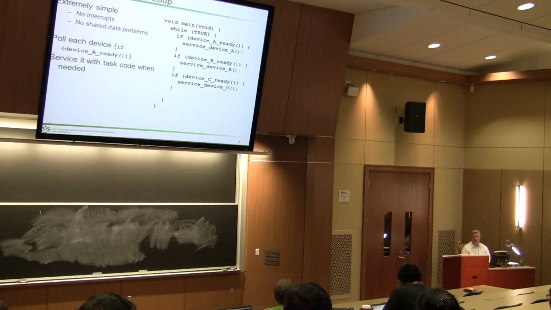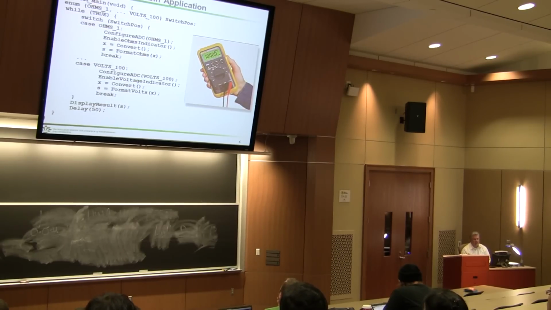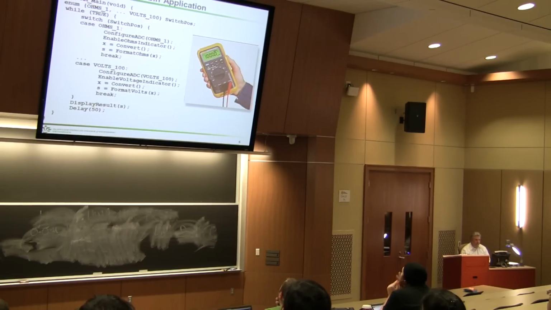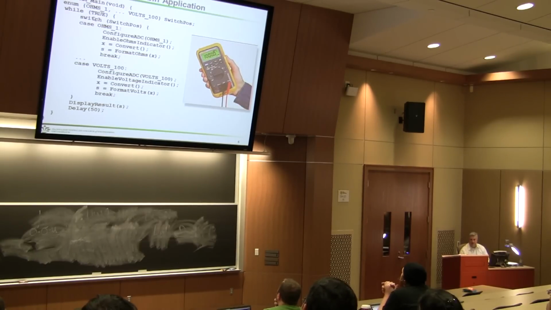So is this a good one to use? I don't know. Let's look at an example. So, we could have this example in a handheld oscilloscope or a digital multimeter. So based on the switch position right here, in the case of ohm meter, we're going to do this, then this, then this, then this, and this, and then when we're done, we're going to go up and do it all over again. Or in the case of, you turn it over to the volt setting.